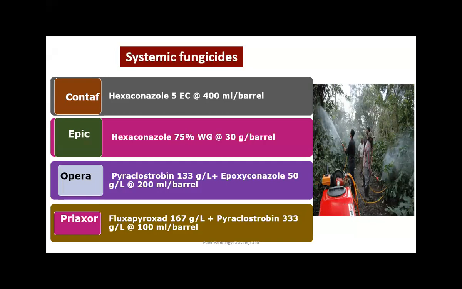This we have also tested for the last 2 years consecutively, and it is equally effective as hexaconazole 5-EC. And another fungicide, a combi product, pyraclostrobin and epoxiconazole. This is also very effective against coffee leaf rust. These two combi products we have tested for 2 consecutive years at multiple locations, and we found that these two are also equally effective as hexaconazole.